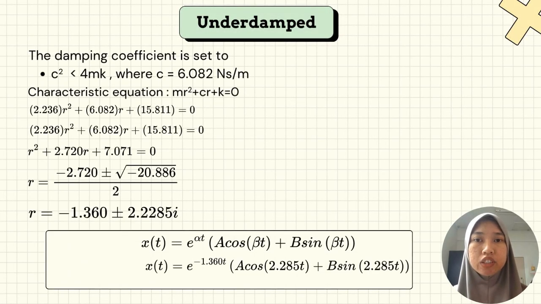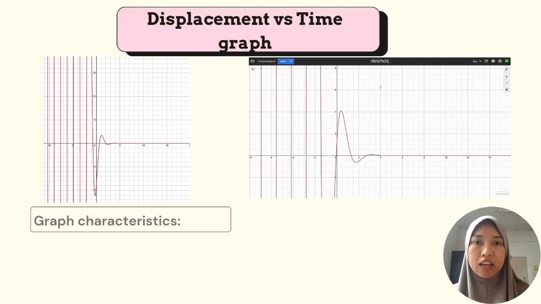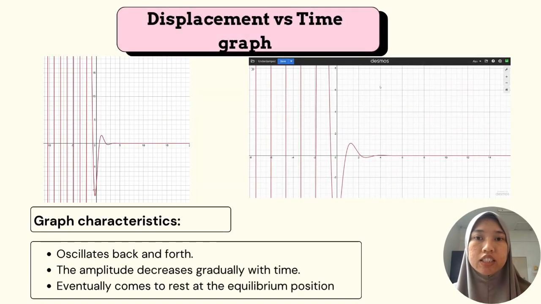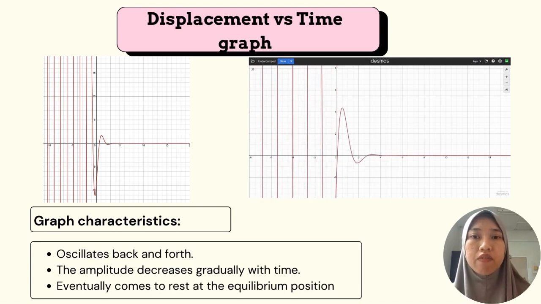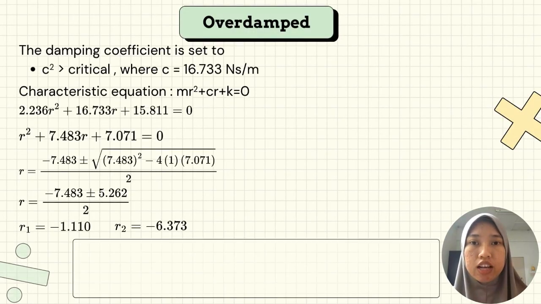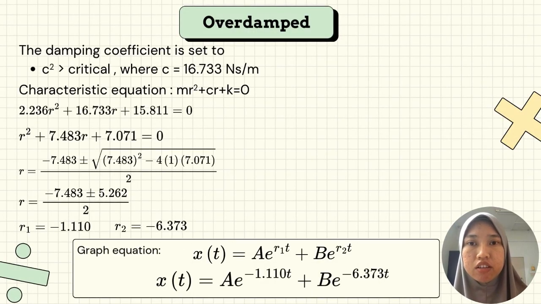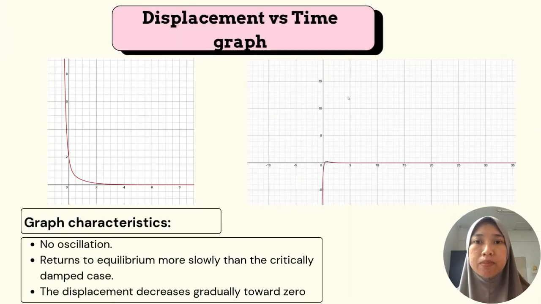Here, C is 6.082, resulting in complex roots. This creates an underdamped system where the motion oscillates but exponentially decays over time. This graph illustrates underdamping. Here, the system oscillates back and forth, but notice how the amplitude gradually decreases over time until it finally comes to rest. With a high damping coefficient of 16.733, we get 2 real negative roots. The system heavily resists motion, decaying slowly without any oscillation. This displacement versus time graph illustrates overdamping. Because the damping force is so heavy, there is no oscillation, and the system returns to equilibrium much more slowly.